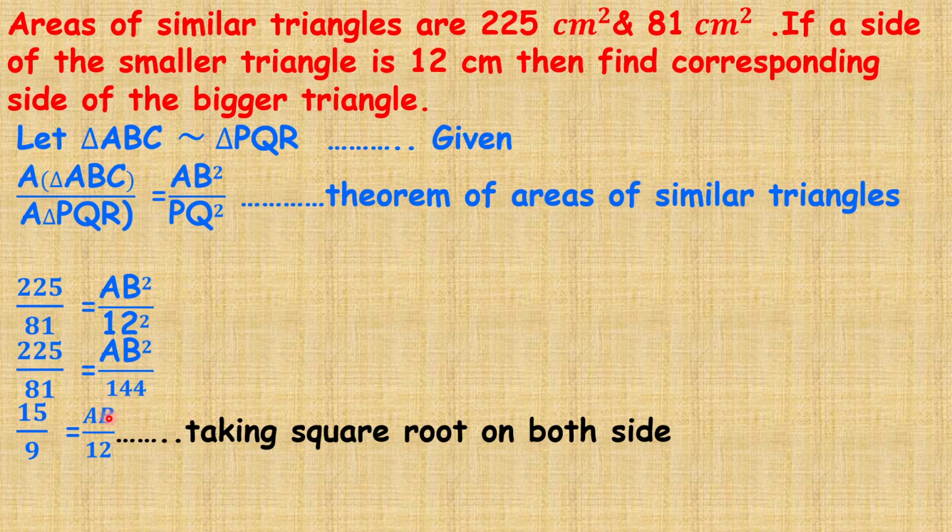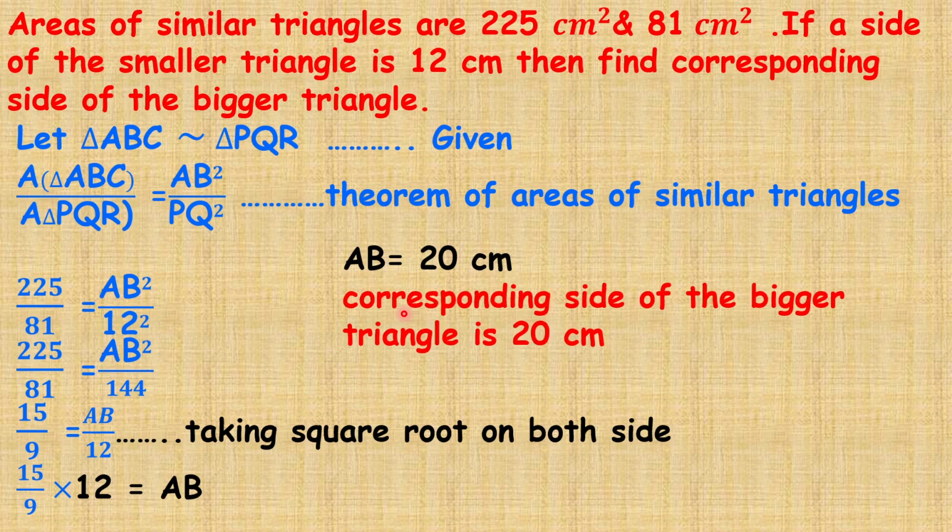We have to find the value of AB. Therefore, transfer this 12 to the other side. Divide becomes multiply. Therefore, we get AB is equal to 15 upon 9 into 12. Simplify this. We get AB is equal to 20 centimeter. Therefore, the corresponding side of the bigger triangle is 20 centimeter.